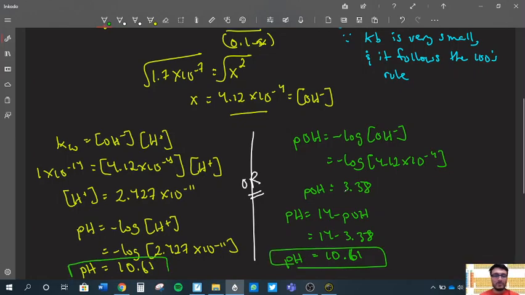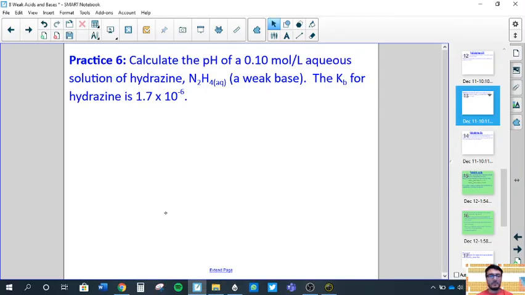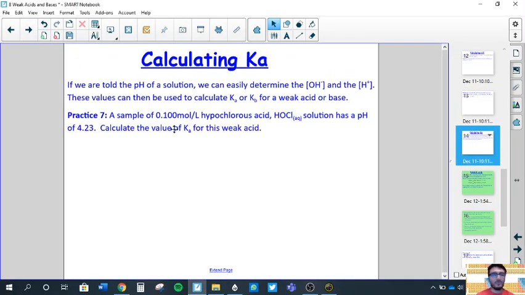So two ways, choose either way. They both will work. Okay, hopefully that was okay. Couple more examples. You're rolling your eyes right now, but that was the longest one.